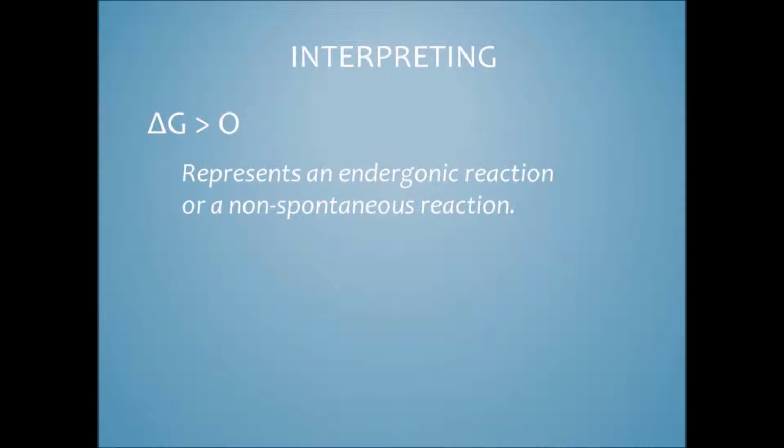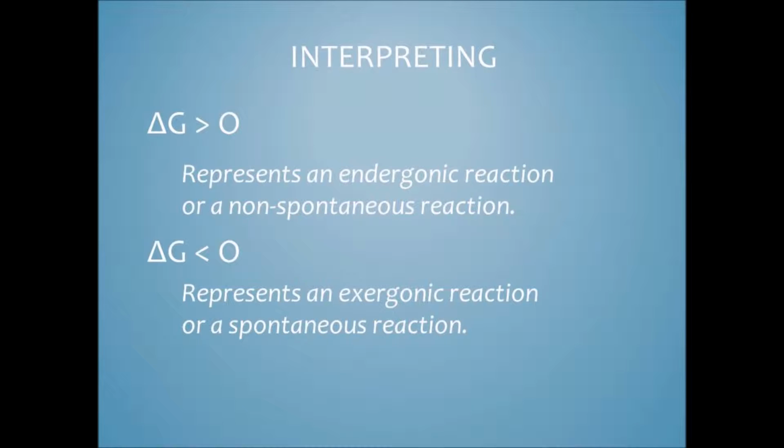As easy as all that was, it is actually not the most important part of the Gibbs free energy. Interpreting this data is actually the most important part. And the best way to interpret it is by taking the delta G and comparing it to 0. If delta G is greater than 0, it represents an endergonic reaction, or a non-spontaneous reaction. And if delta G is less than 0, it represents an exergonic reaction, or a spontaneous reaction. This is something you'll just have to memorize, and it'll be very important for your test.